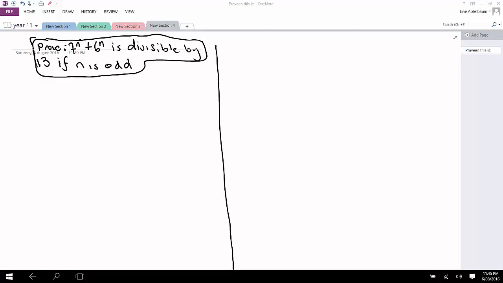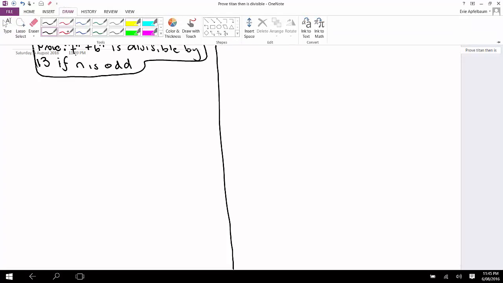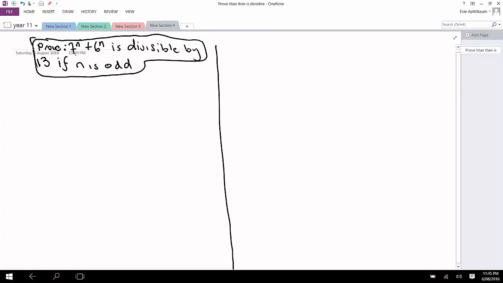Okay, here is a second example of divisibility. I chose this example because there are two different numbers being raised to a power, the 7 and the 6, and also this is an example that's only true for odd powers of n, and I think you should see that. Okay, starts off the same way.